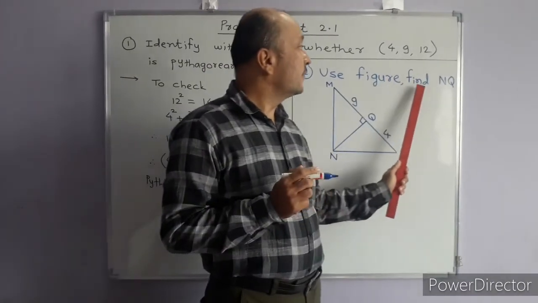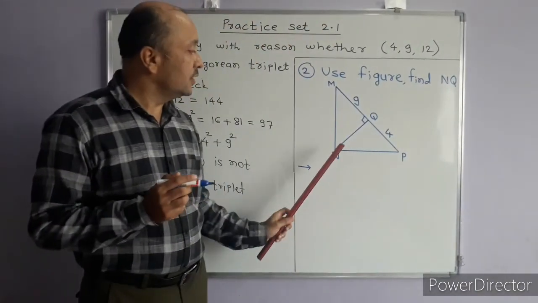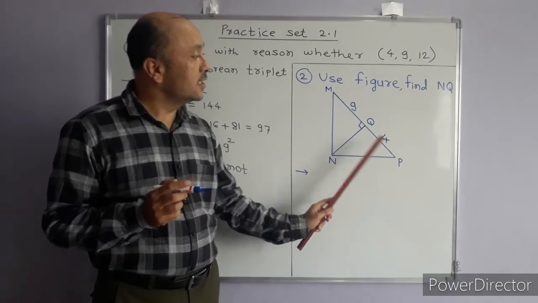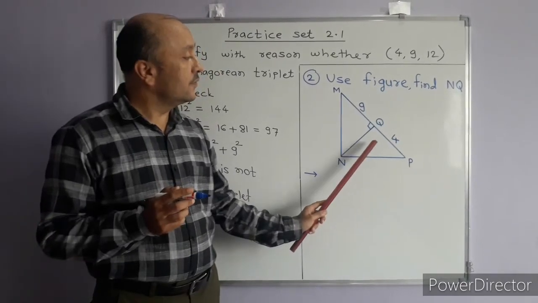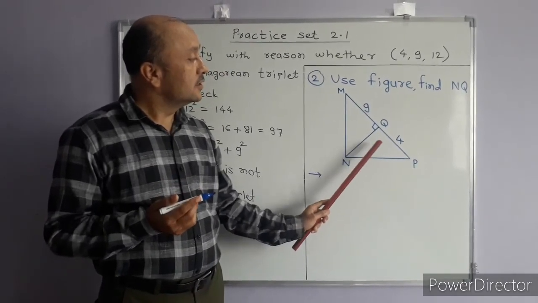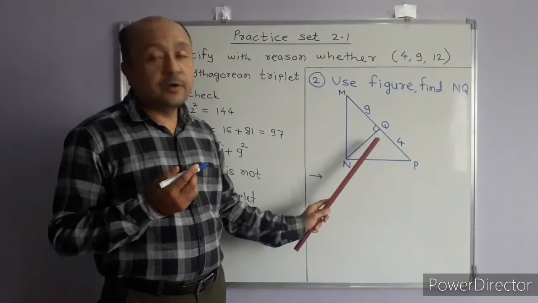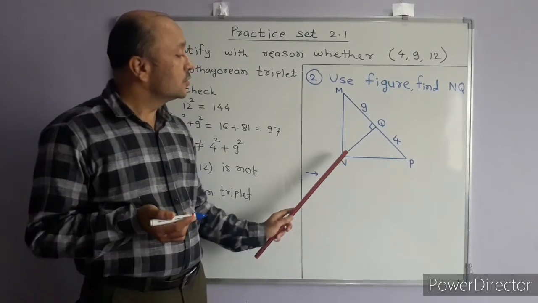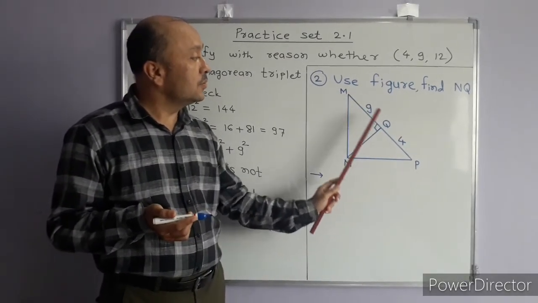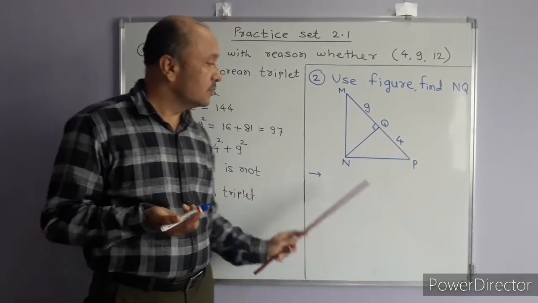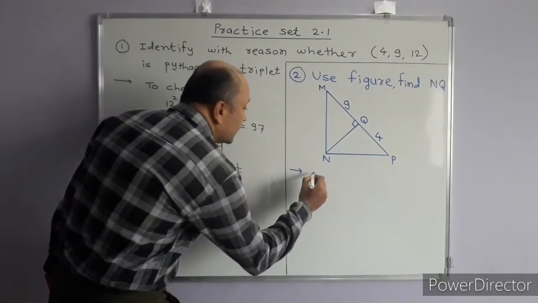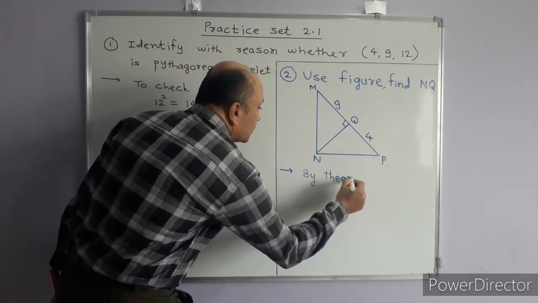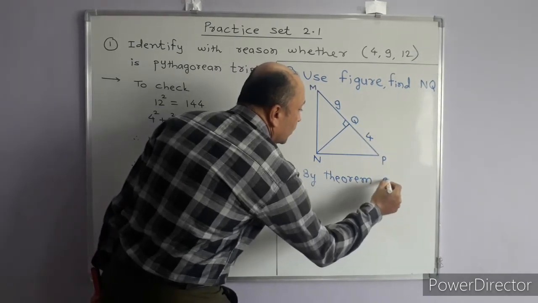Use the following figure, find NQ. So NQ is asked here. What is given here? The length MQ is given and length QP is given. By seeing the figure, immediately we will come to know that this is a concept on the theorem on geometric mean. That is the concept. QN is asked, MQ is given, QP is given. Okay, so let us write the formula, that is, by the theorem on geometric mean.